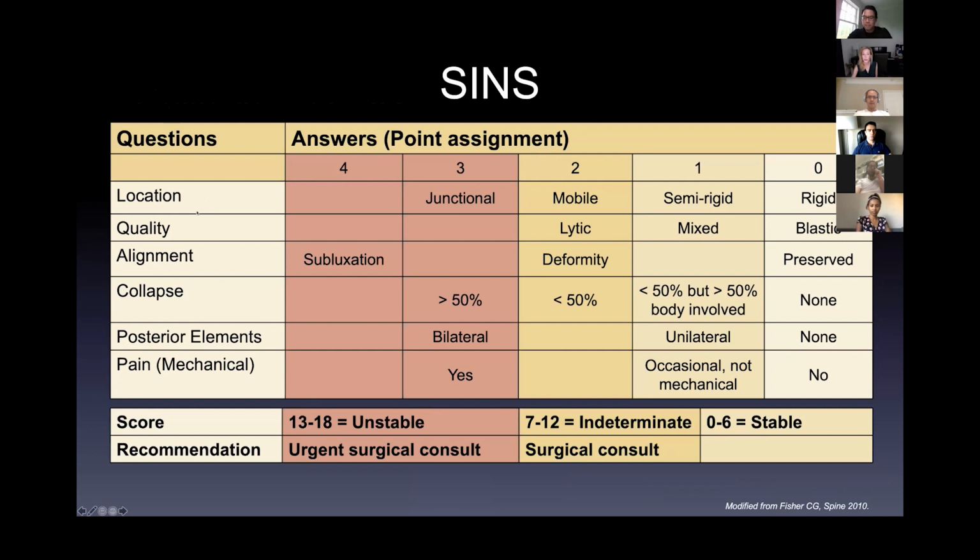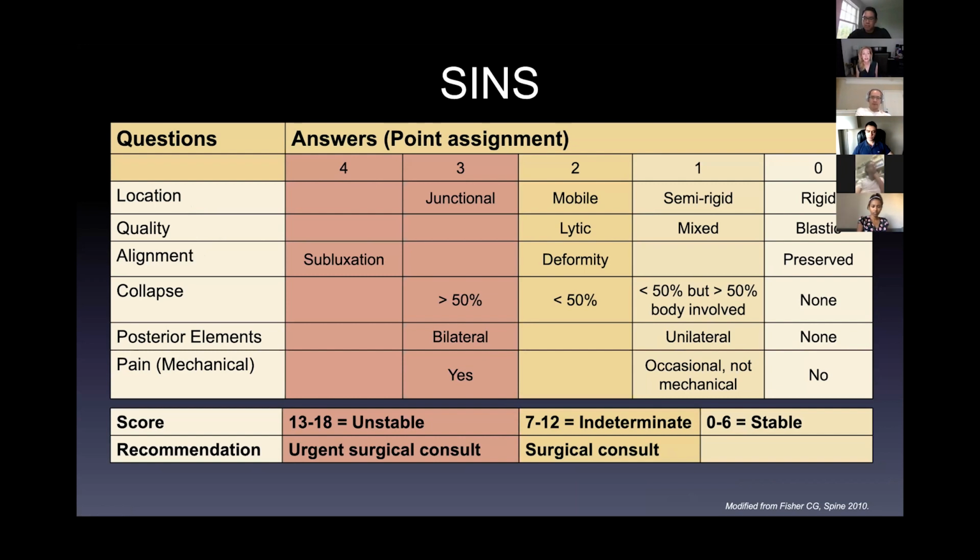We have 6 questions we're answering for a metastasis in the spine. Where is it? Is it in the junctional spine, mobile spine, semi-rigid spine, or rigid spine? I'll show you examples of these. I just want to show you this chart. What's the quality? Is it lytic, mixed, or blastic? What is the alignment? Is there already frank subluxation, kyphosis, or scoliosis, or is it preserved? How much collapse is there? Posterior element involvement, bilateral, unilateral, or none, and mechanical back pain, as you just said, John.